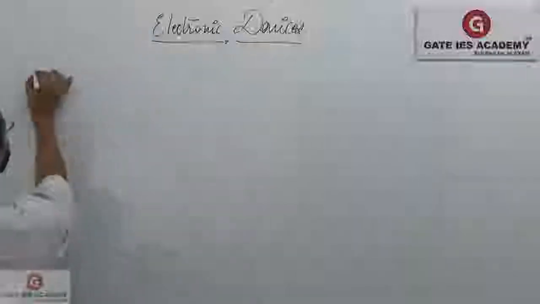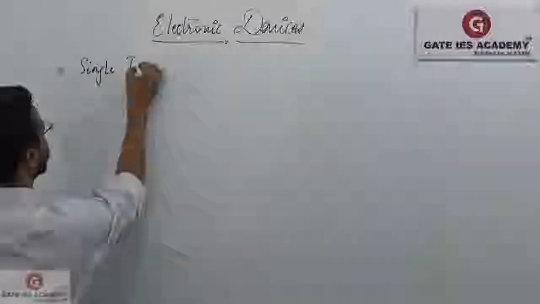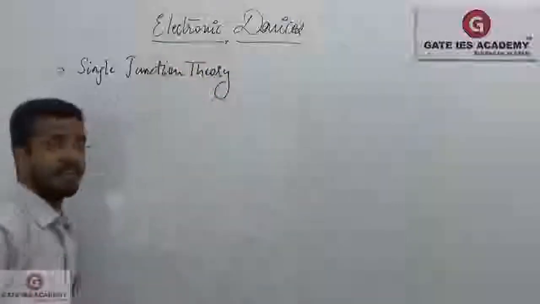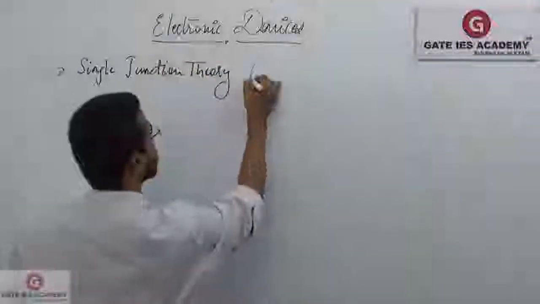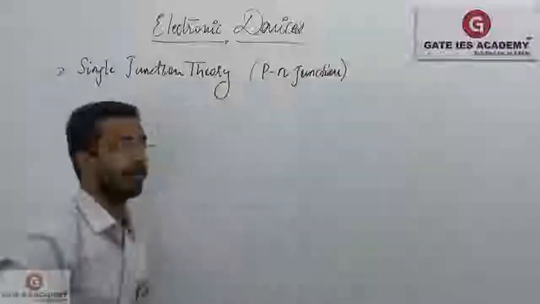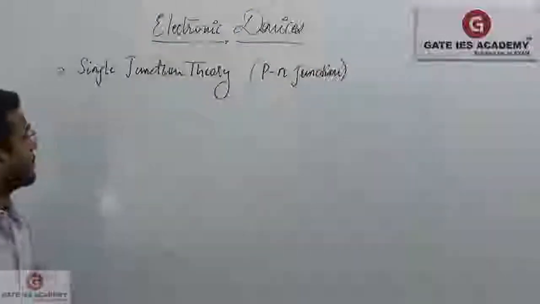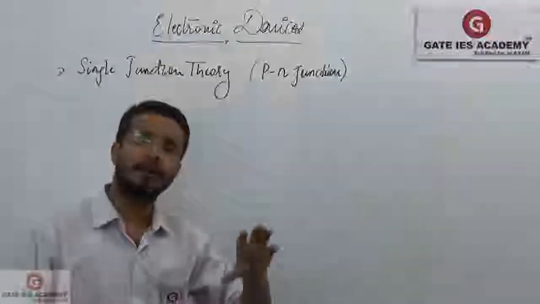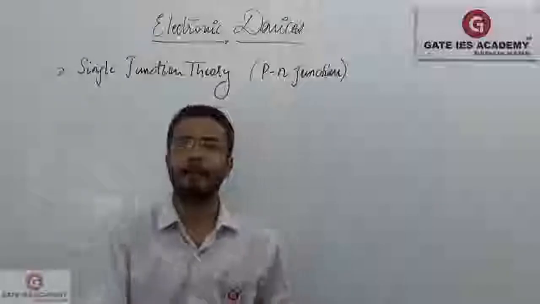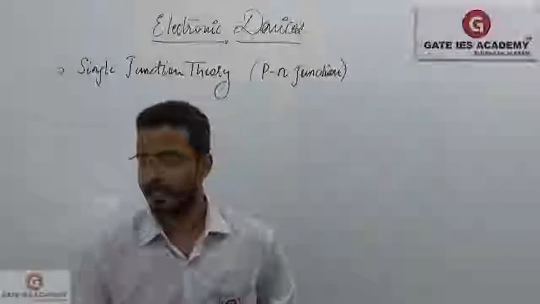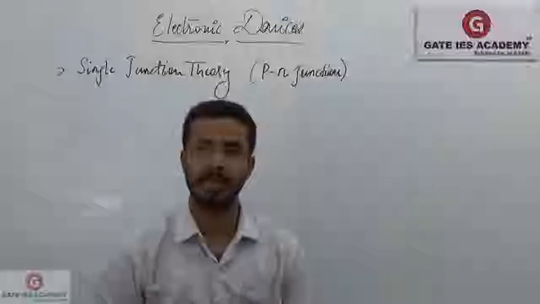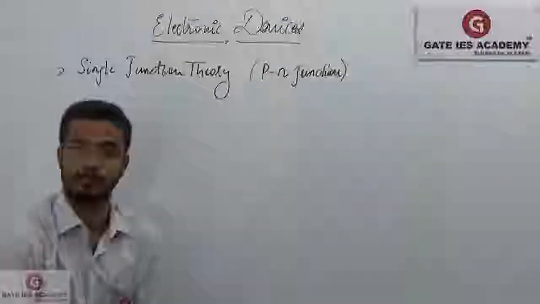Now, my second thing is single junction theory, or the most familiar name of this, the PN junction. We have studied extrinsic semiconductors of various types, that means P-type and N-type. I hope all of you are aware of that. So what will happen if I make the contact? We'll see later how you make the contacts and all. I am not interested in that at this time. I'm just overviewing the entire syllabus first.